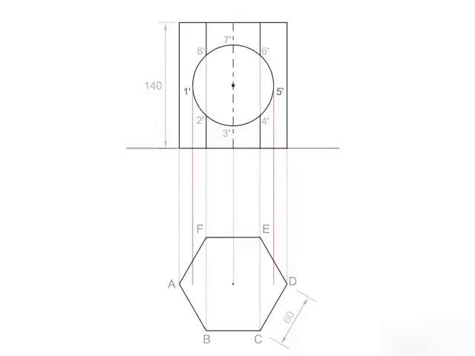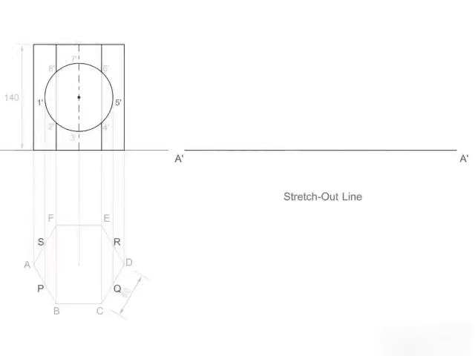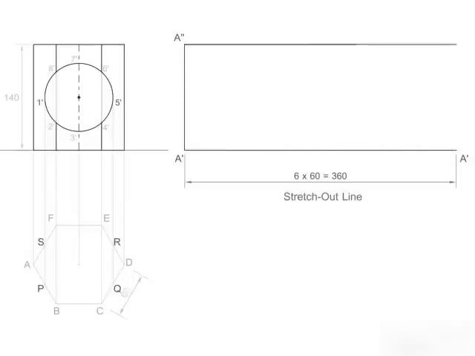Now, draw projectors from 1' and 5' from front view to meet the hexagon at PS and QR. Next, draw stretch out line A'. A perpendicular line A' is drawn. From point A', a parallel line of length equal to line A' is drawn, and then the rectangle is completed.